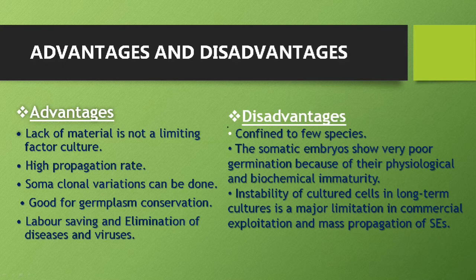So what are the advantages and disadvantages of somatic embryogenesis? The main advantage of somatic embryogenesis is that there is no lack of limiting material for tissue culture. High propagation rate. For some species, it has a high propagation rate. Somaclonal variations, genetic variations can be done with the help of somatic embryogenesis. It is very good for the conservation of germplasm.